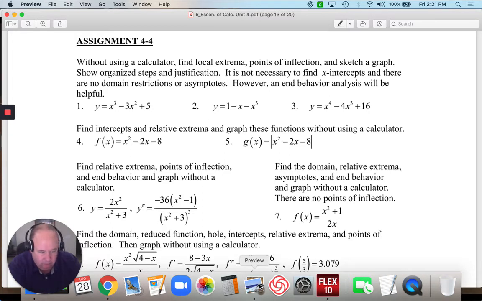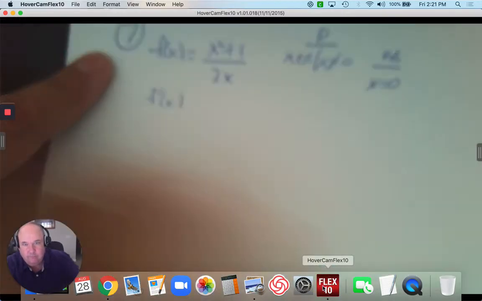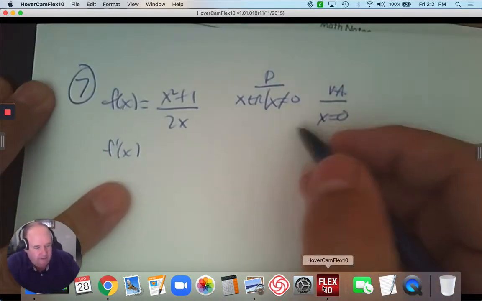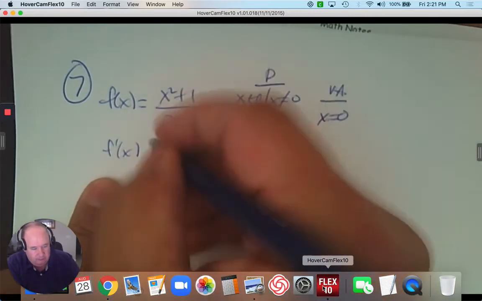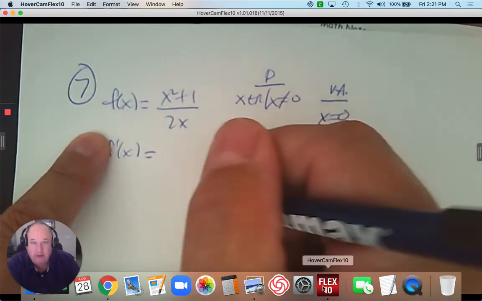There's an asymptote at 0. So if we want to know about a vertical asymptote, it's at 0. Relative extreme points, I need to find the derivatives. Let's go over here in end behavior. So I already know that the only restriction is 0, and that creates a vertical asymptote. Derivative is the quotient rule.